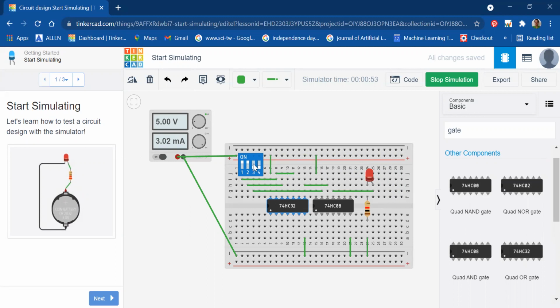So let me make it 1, 0. Again, it is high. Let me make it 0, 1. Again, the output is high. And if all 3 are 1, again, the output is high. It will only be low when all 3 of them are low. So this is the verification of our third problem. So that's all for now. Hope you have understood how we are going to design using our logic gate ICs.